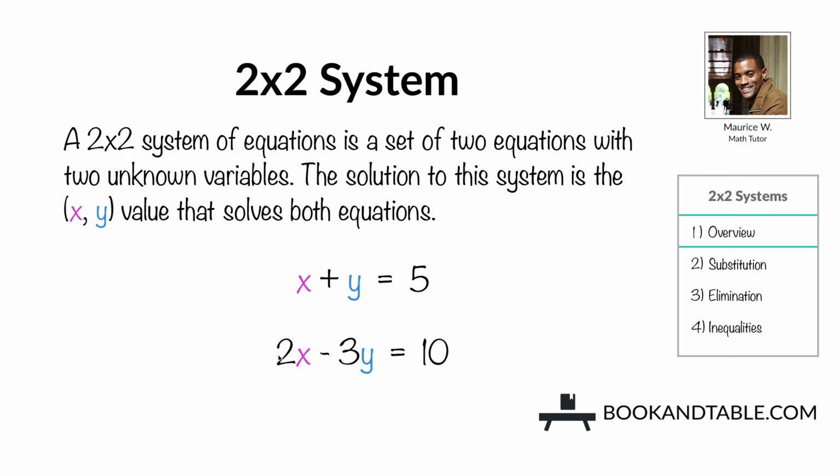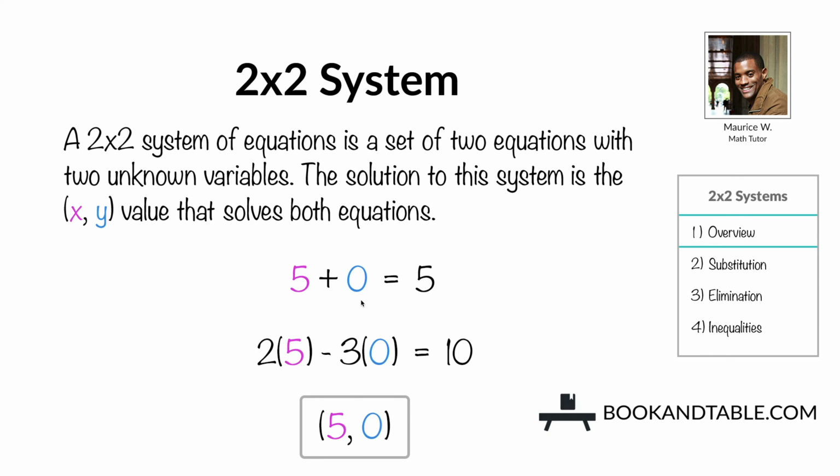We have two equations and they each have the same two variables, x and y. And the solution is when x is equal to 5 and y is equal to 0. In this case, 5 plus 0 is equal to 5, so the first equation checks out. And in the second equation, when x is 5, we get 2 times 5, which is 10, minus 3 times 0, our y. So we get 10 minus 0, which is equal to 10.